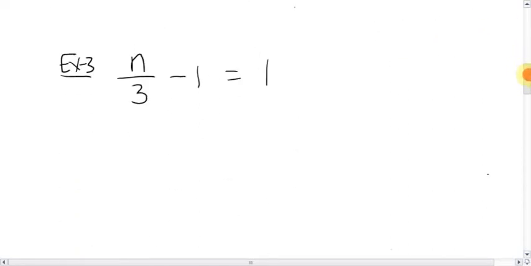On to the next one. n over 3 minus 1 equals 1. Two things bugging the n. It's being divided by 3 and subtracted by 1. Get rid of the adding subtracting thing first. SAM-DEB. Subtracting adding first. Get rid of this. Minus 1, make it a plus 1. Same to the other side. The 1's are gone. You're left with just n over 3.